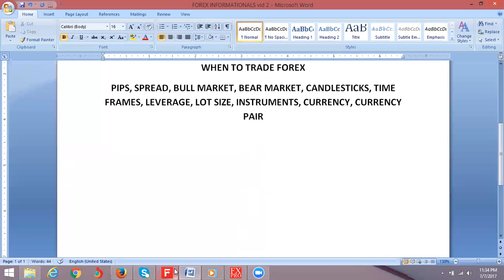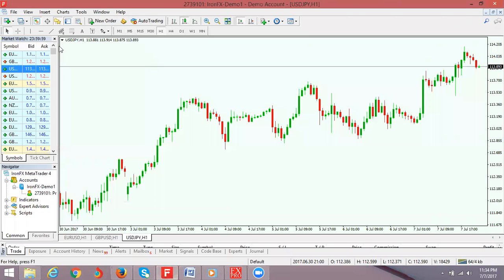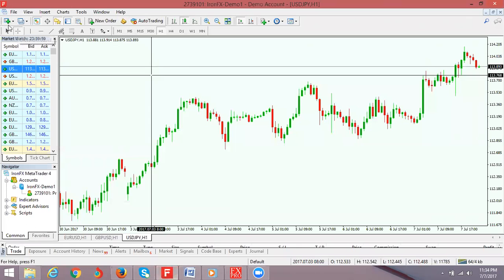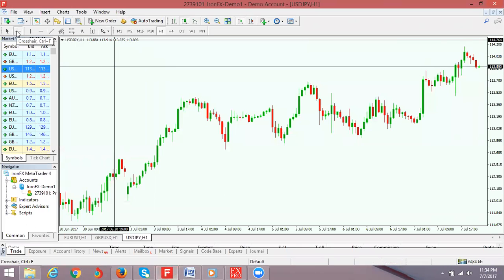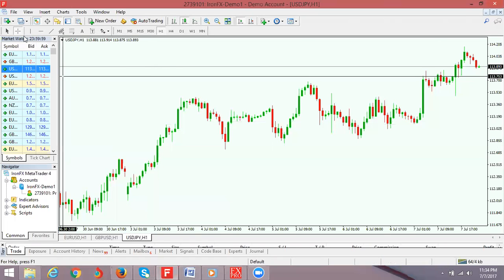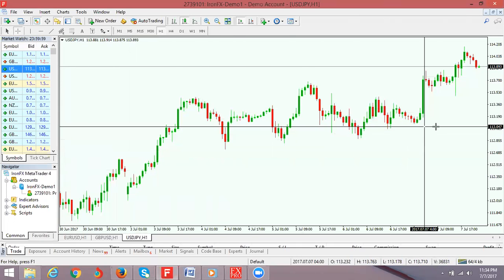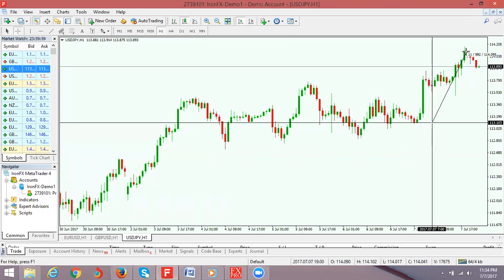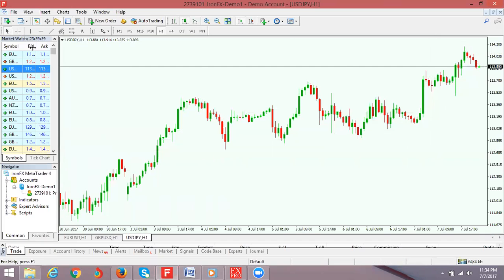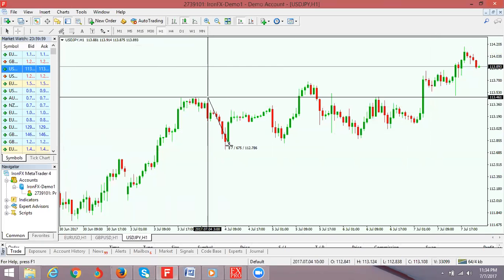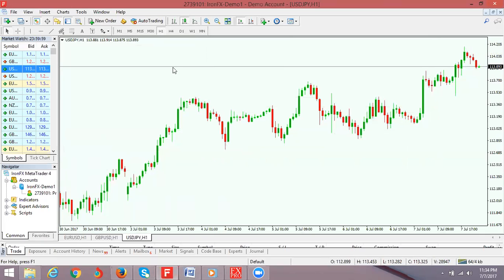But you don't have to do all these calculations manually. There's a tool that allows you to measure the pips easily. It's called the crosshair, as you can see on the screen. Once you pick the tool, you can measure, and it tells you the number of pips the market has moved. In this case, we have about 105 pips. You can also measure the movement here, about 73 pips. So you don't need to do any manual calculation for this.